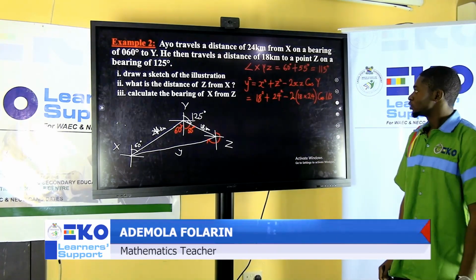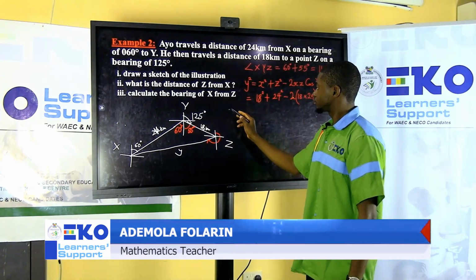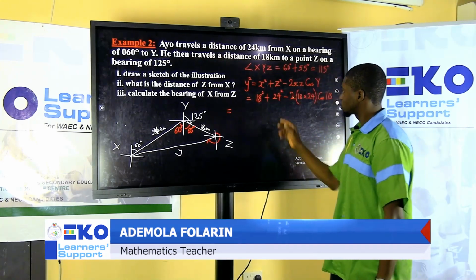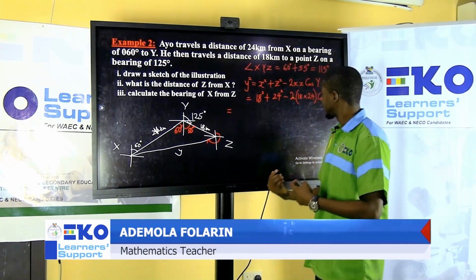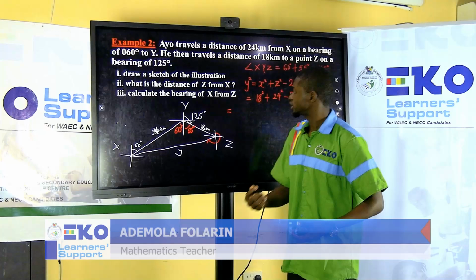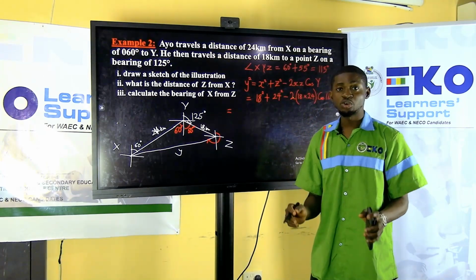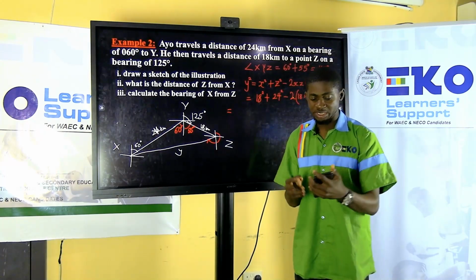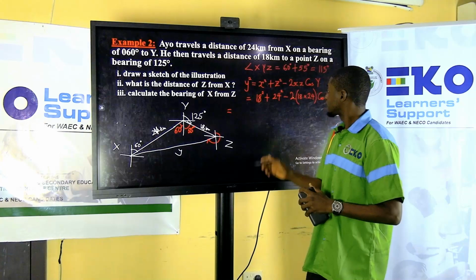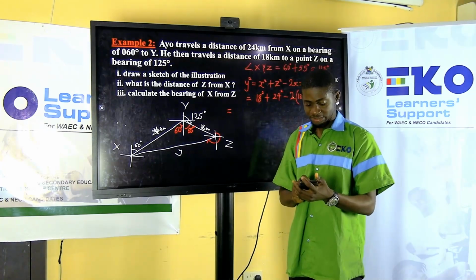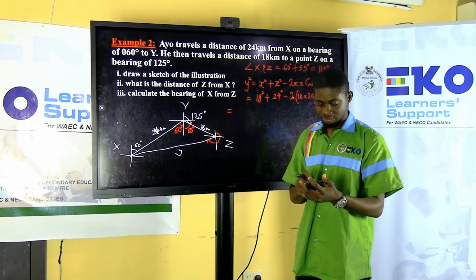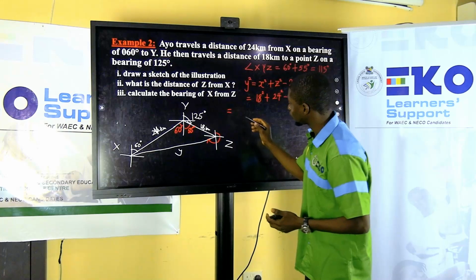Interesting. So we take it further. Square of 18. We now have to make use of our calculator here so that we are sure of what we are doing. Let's do that together. I have my calculator here. 18 squared gives me 324.